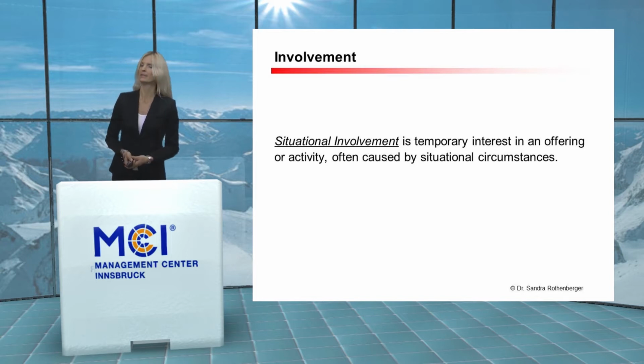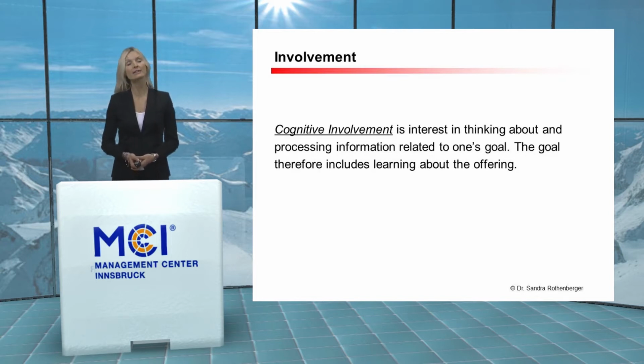The third involvement is the so-called cognitive involvement. It's the interest in thinking about and processing information related to one's goal. The goal therefore includes learning about the offering. An example would be a baseball enthusiast who is interested in learning all about his or her idol.